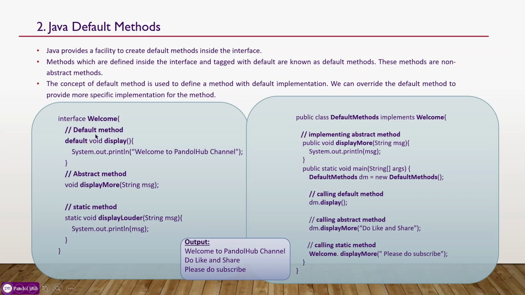Since it's an interface-level scope, this method can be accessed directly using the interface name instead of creating the object. So we very well know it. Now, how could I implement this interface? How could I use it?